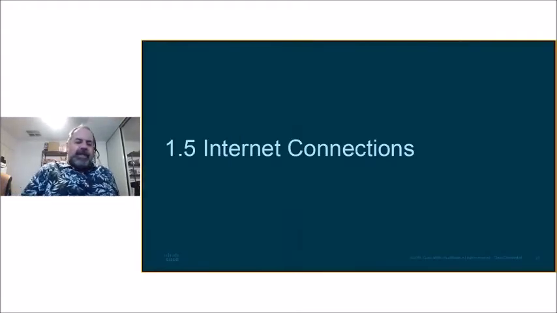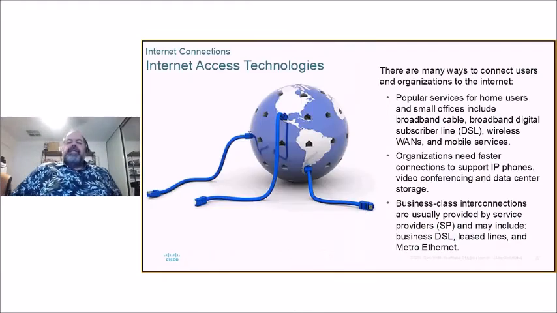Okay, so internet connections. There are many ways to connect users and organizations to the internet. Popular services for home users and small offices include broadband cable, broadband digital subscriber lines or DSL, wireless WANs, and mobile services. Organizations need faster connections to support IP phones, video conferencing, and data center storage. Business class interconnections are usually provided by a service provider and may include business DSL, leased lines, and Metro Ethernet.